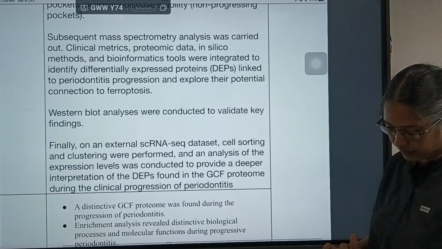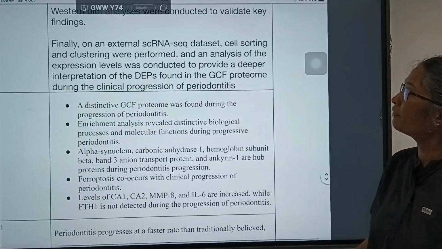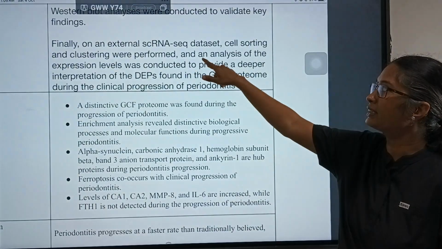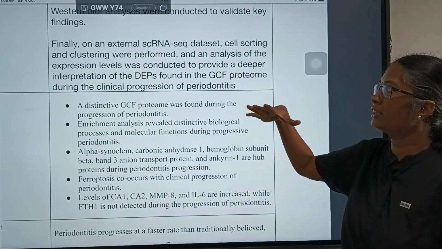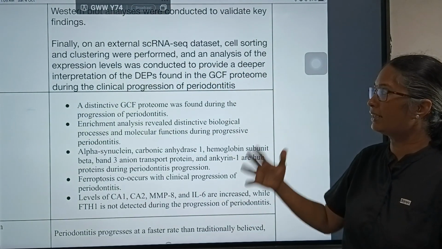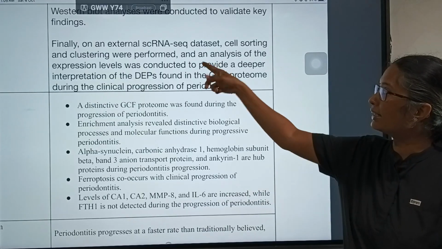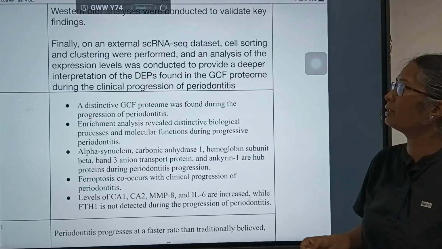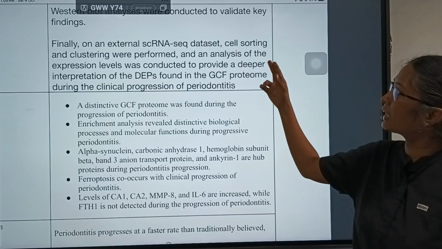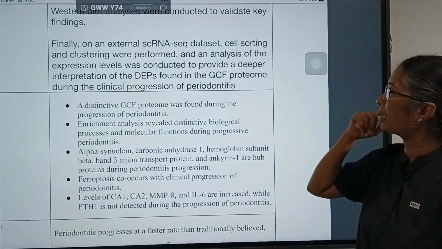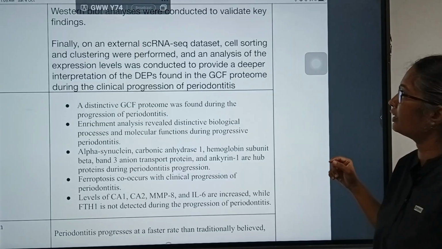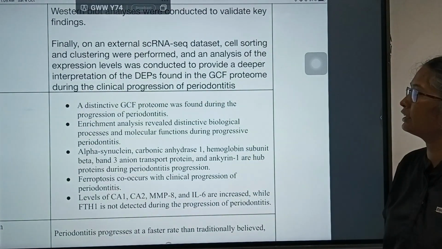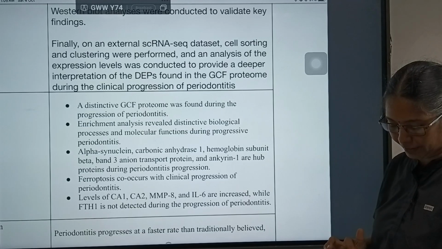Western blot analysis was conducted to validate the key findings, and finally an external single cell RNA sequence data set. Single cell RNA sequencing I have already mentioned in the last seminar. It is a data set which contains the RNA sequences of single cells, so it is very easy to differentiate between the clusters. So cell sorting and clustering were performed, and an analysis of the expression levels was conducted to provide a deeper interpretation of the differentially expressed proteins found in the GCF proteome during the clinical progression of periodontitis.